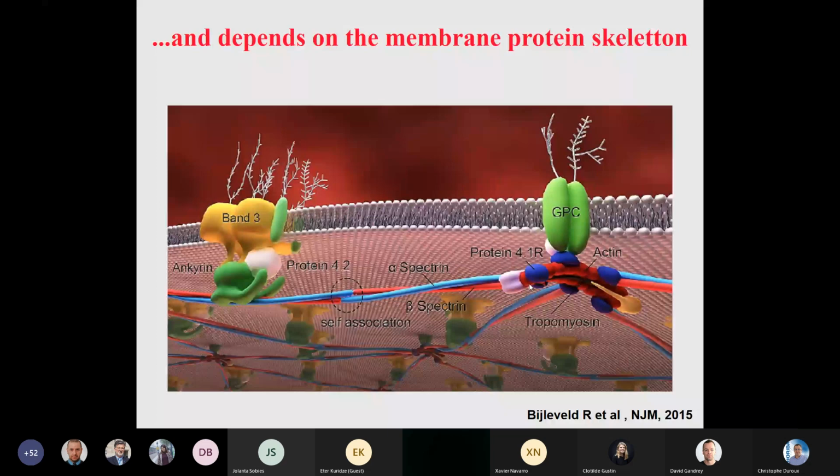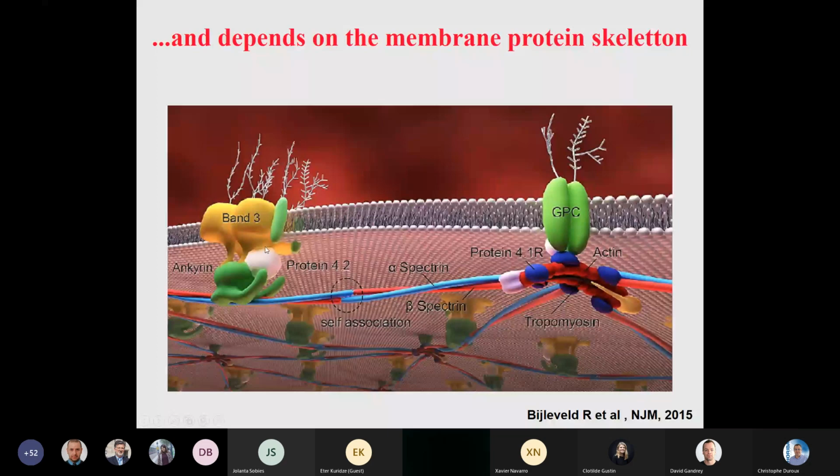And each time you have an alteration in these horizontal interactions, you will have an elliptocytosis phenotype. And another point that is very important is that this spectrin tetramer network has to be strongly linked to the lipid bilayer. And so you need a protein complex that strongly attaches these spectrin tetramers to the lipid bilayer. And this is the complex you can see on the left of this slide.